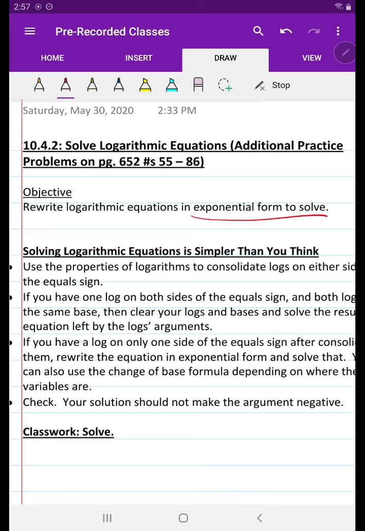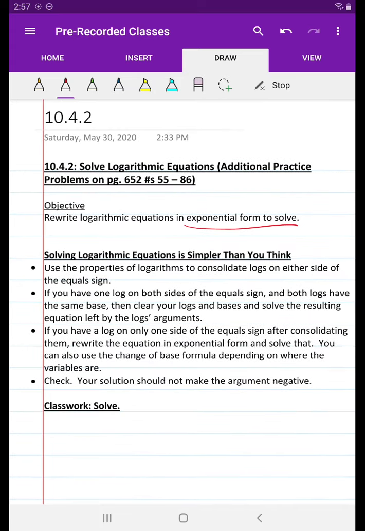If you can do that, hopefully you can get something that you can use the change of base formula on and then plug into your calculator. For solving, these are some general steps or strategies. We want to use the properties of logarithms to consolidate logs on either side of the equal sign. If we can get to the point where we only have one log on either side of the equal sign, then we can drop the logs, or clear our logs, and then solve the equation that's left over.